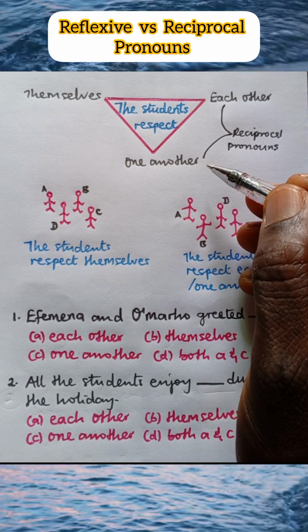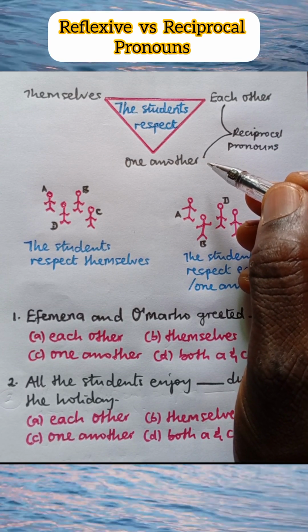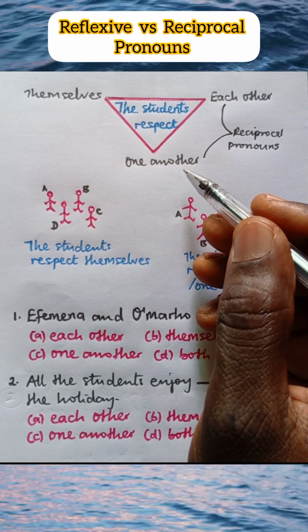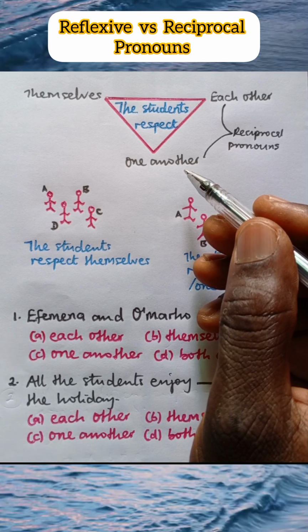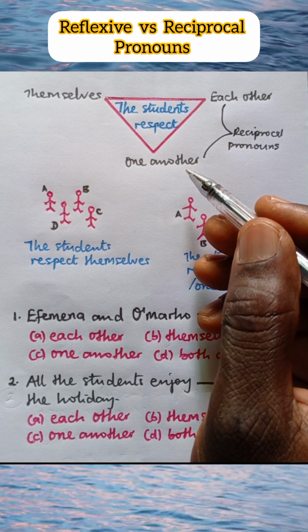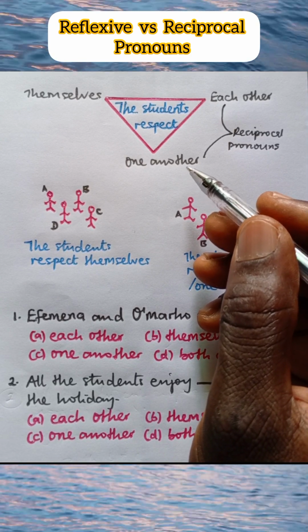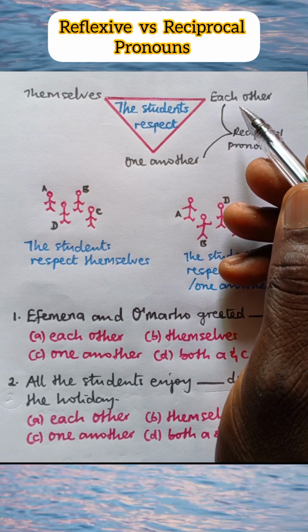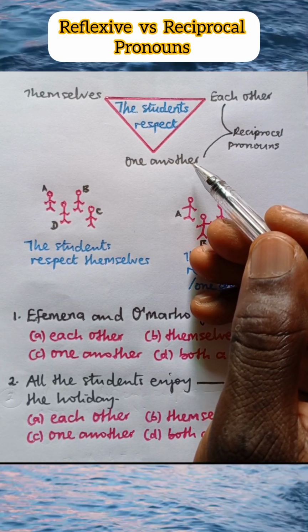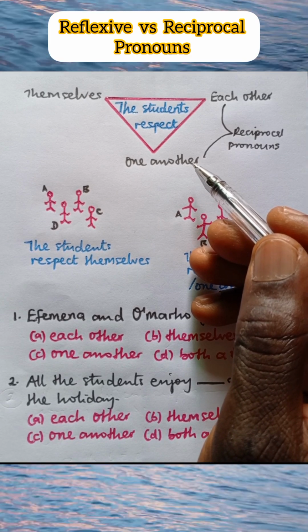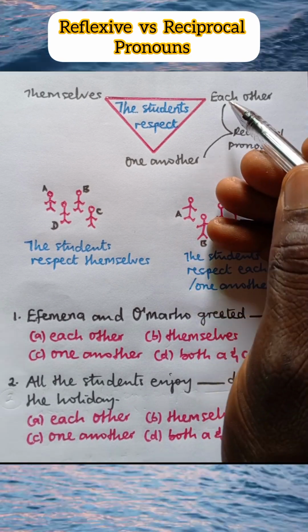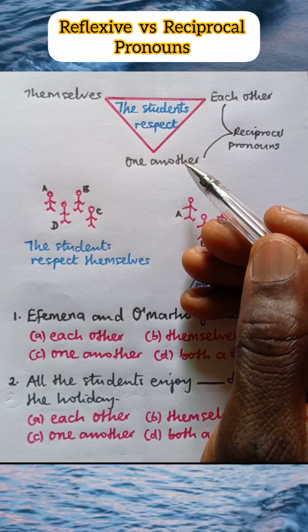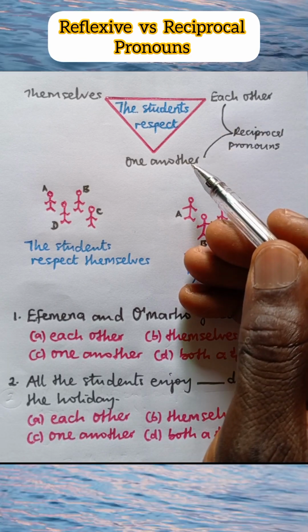Now listen, in modern English, in contemporary English, there is no difference between these two words. They mean the same thing and can be used interchangeably. However, traditionally, each other was used when it involves two persons, and one another was used when it involved more than two persons. But in modern English, both each other and one another mean exactly the same thing and can be used for two or more persons. Okay?